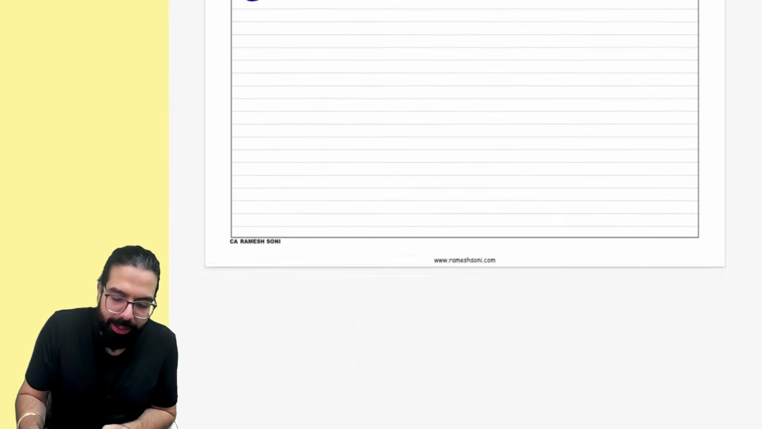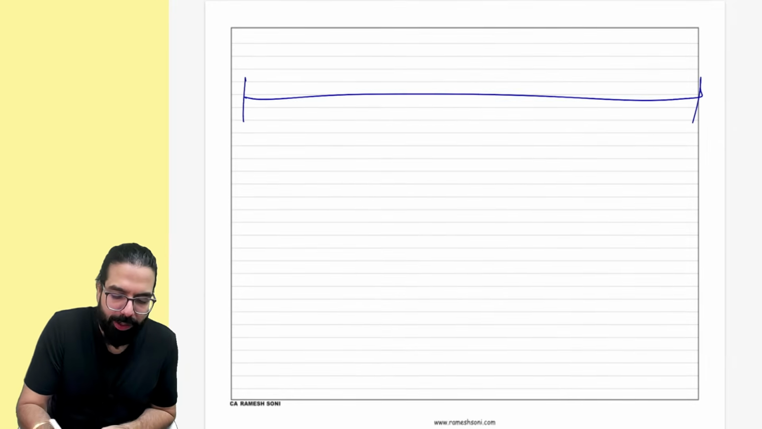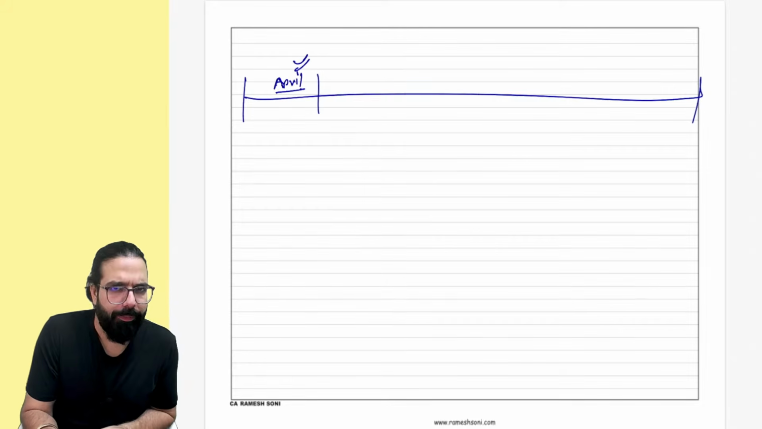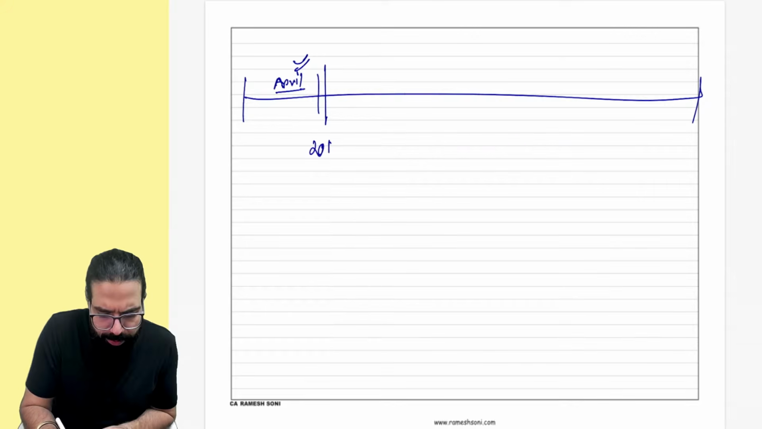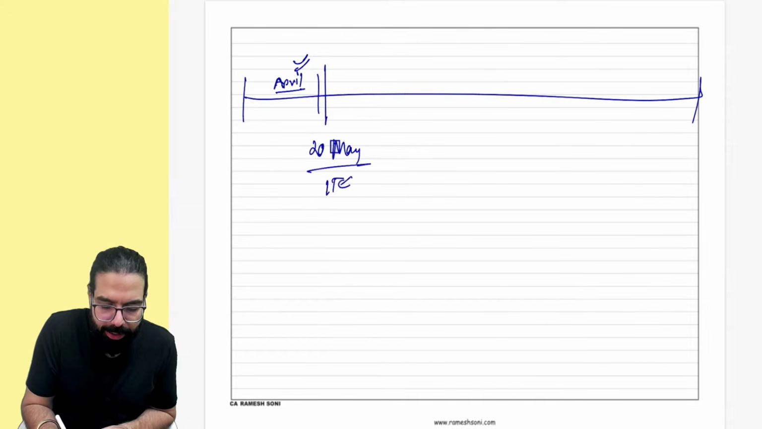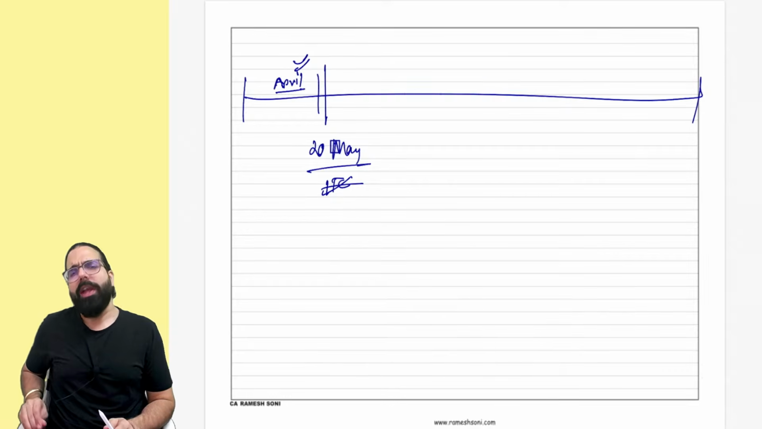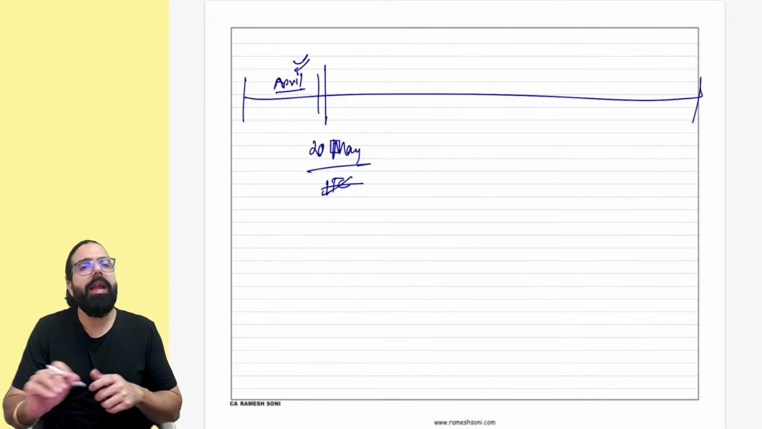So for an example, I received one invoice or debit note in the month of April. I had to take the credit on 20th May, but I did not take the credit. Why? Because I forgot. I kept the invoice, I sat on it and I forgot. Can you tell me, for this invoice, when can I take the credit?